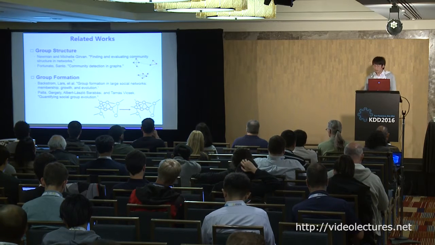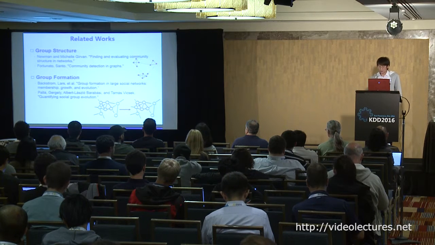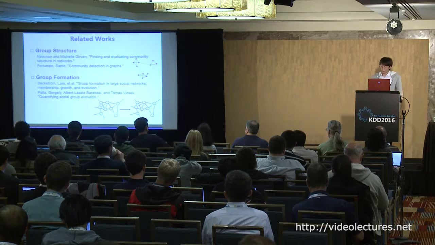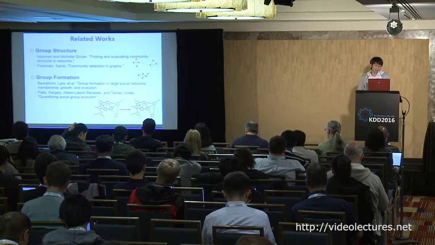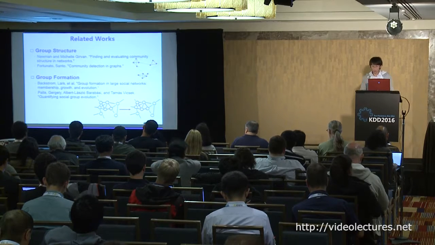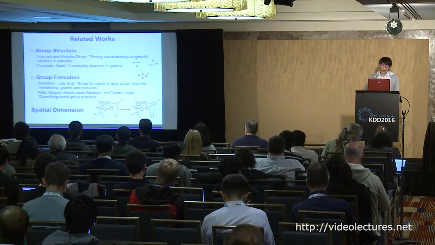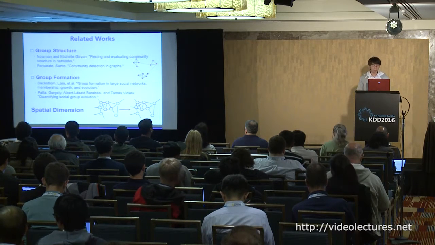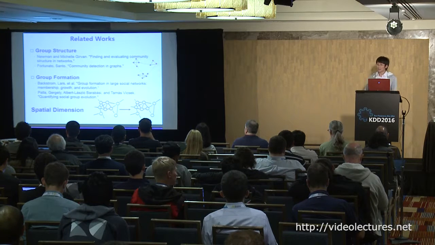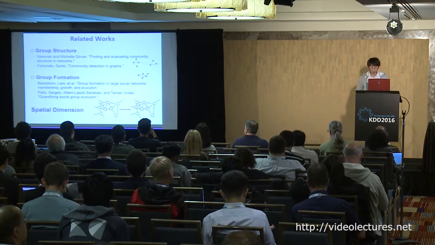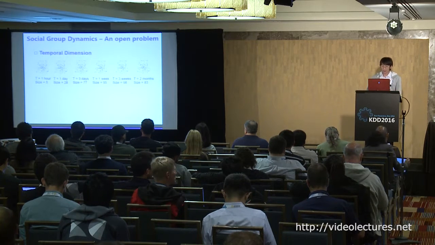Social group also has been studied for many years as a fundamental problem in social science and network science. And they have studied the structure of groups and how to detect the communities in the network. They also studied the group formation and how the group grows through the underlying network. However, one limitation of past works is that they mainly focus on the spatial dimension of the groups. It means they use the structure information and study the structure properties of the groups. But another dimension, temporal dimension of social group, is also fundamental and important.